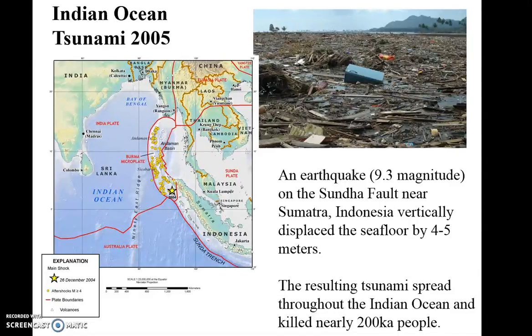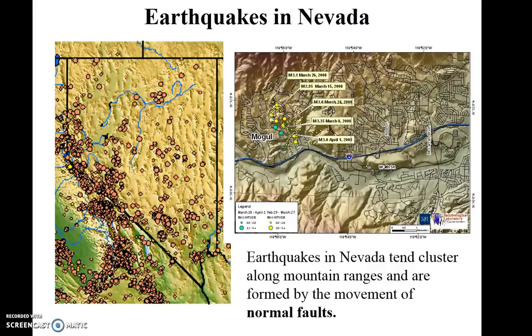Other significant tsunamis as a result of earthquakes took place in 2005. This was a completely devastating tsunami that occurred in Sumatra and Indonesia, when there was a vertical displacement of 4 to 5 meters. And this is the tsunami that completely destroyed 200,000 people in the region surrounding the Indian Ocean. So a very devastating result of the plate movements.